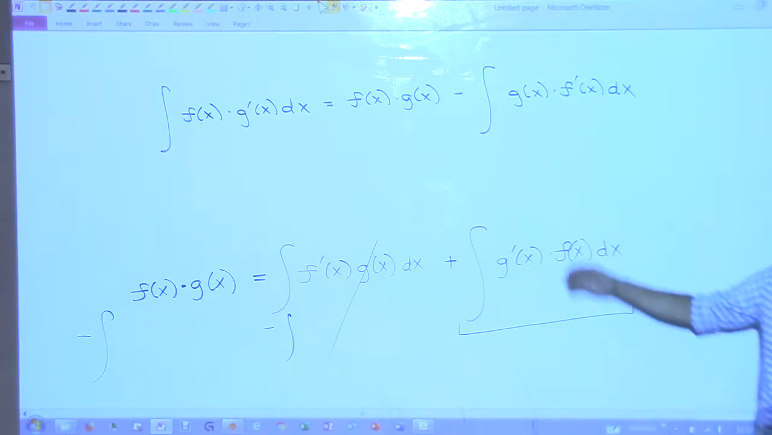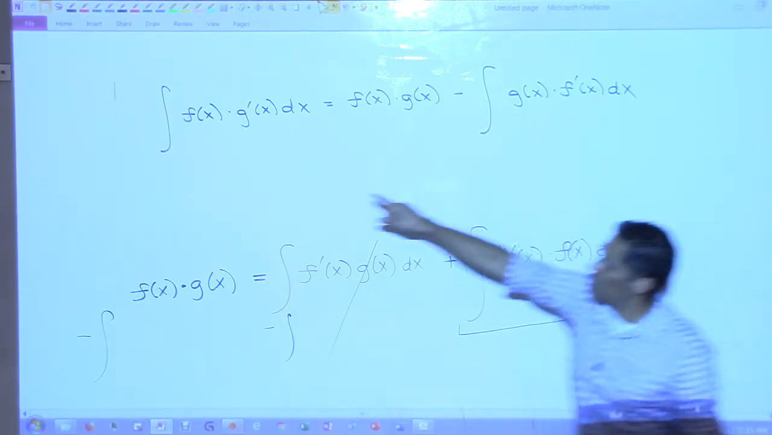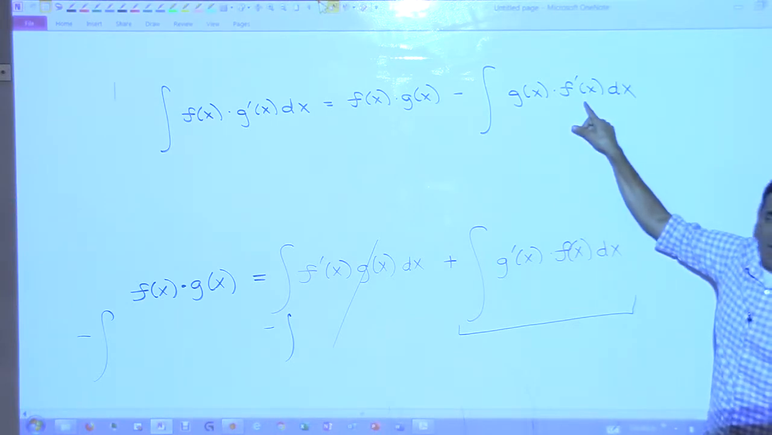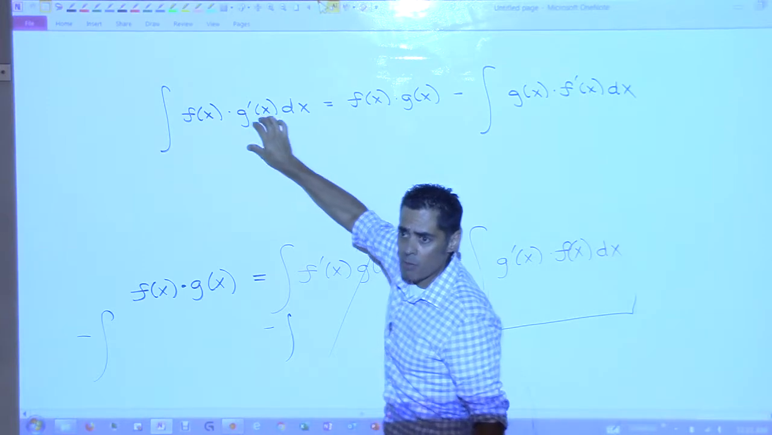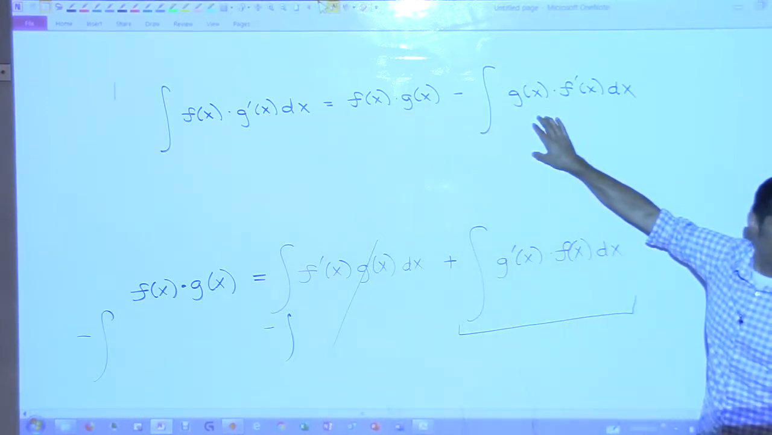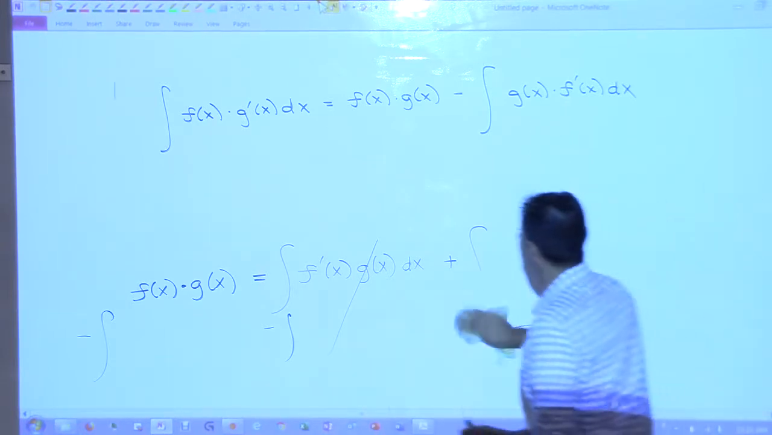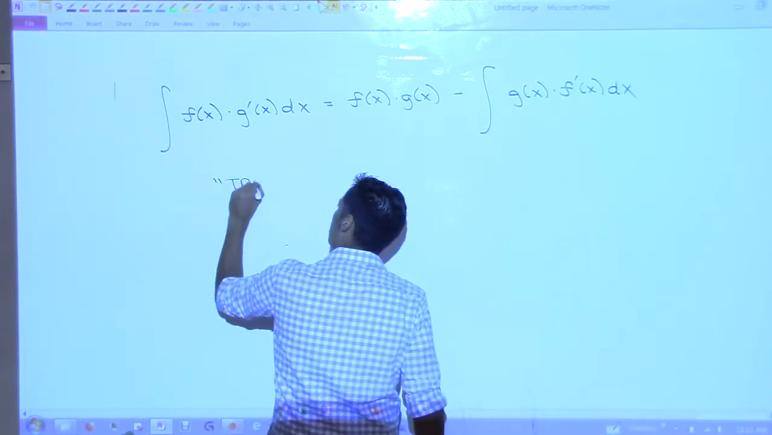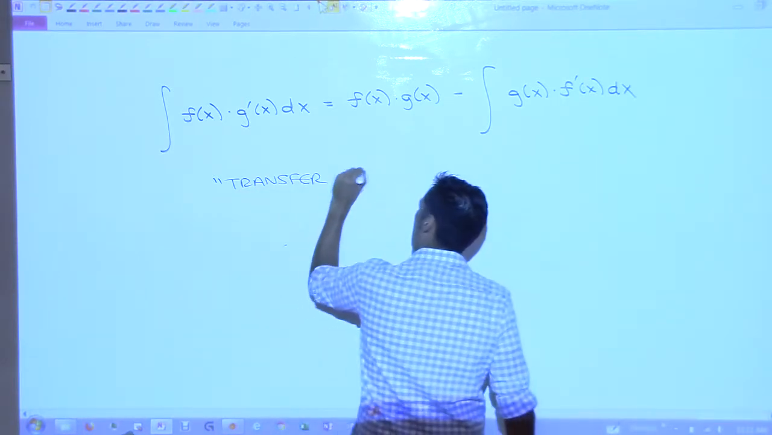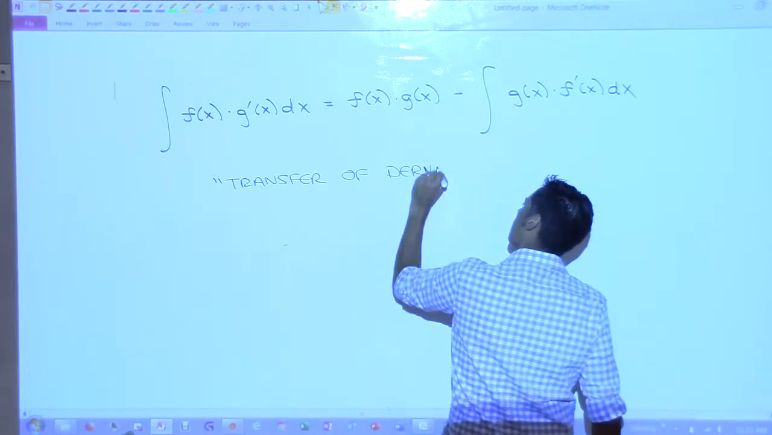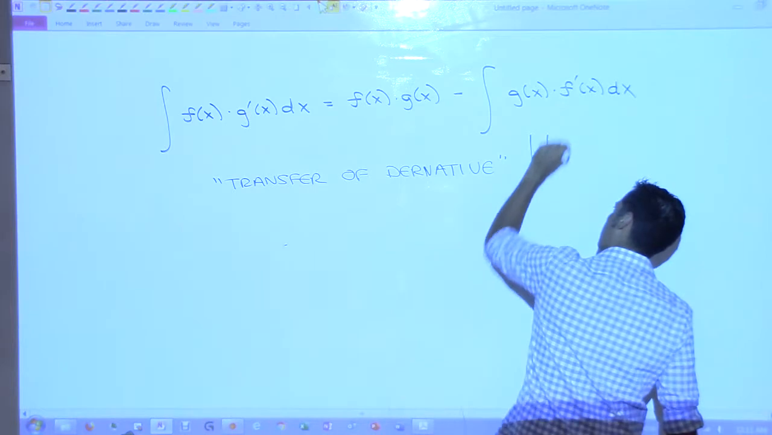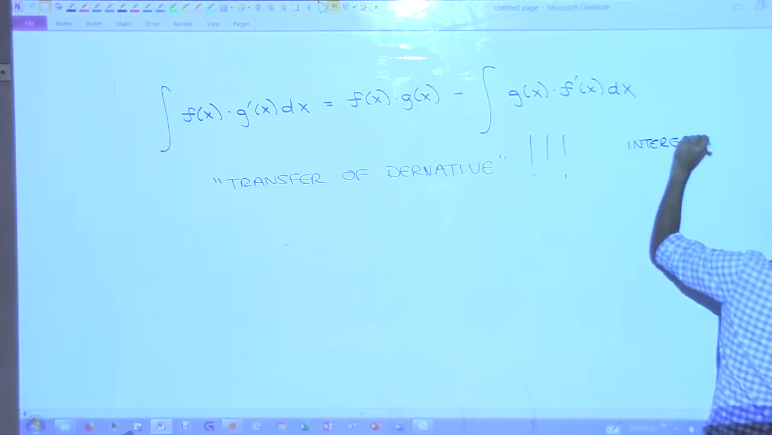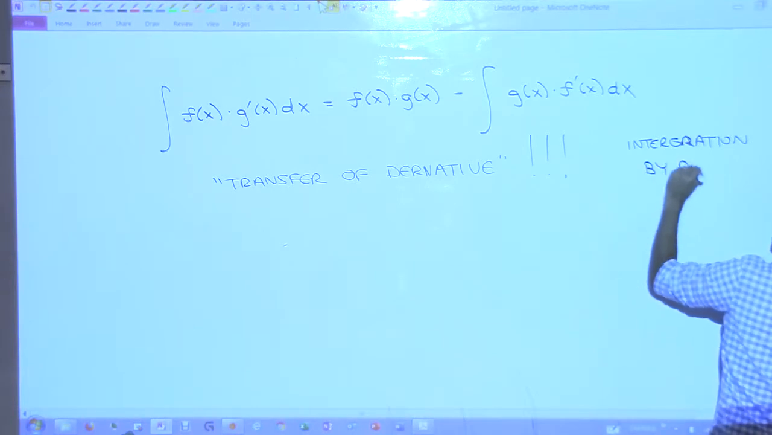What changes? Instead of working with f of x in here, what are we going to work with in the new integral? The derivative of f, right? And then instead of working with the derivative of something here, we're going to work with its antiderivative. So what's happening in this formula is you're getting something called the transferring of the derivative. That's what this formula is all about. This is called integration by parts. That's the name of the technique.